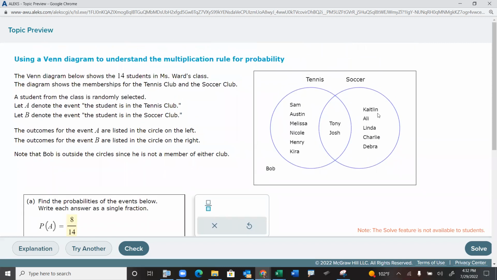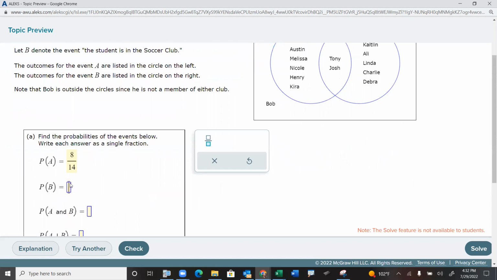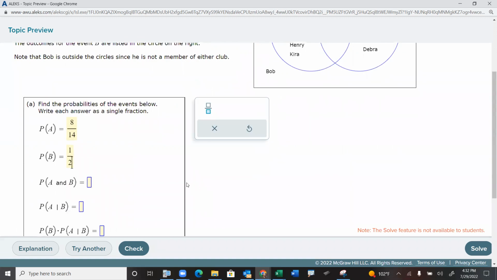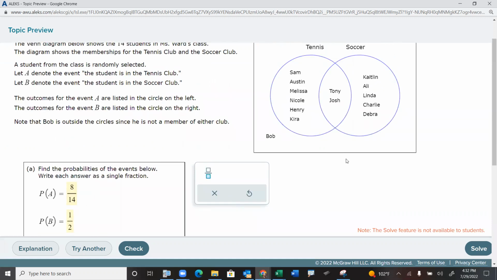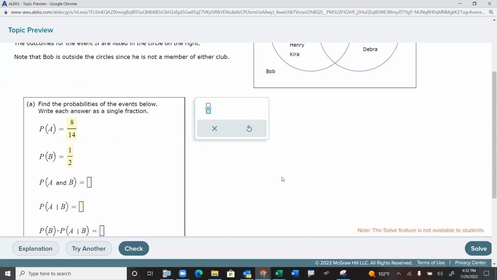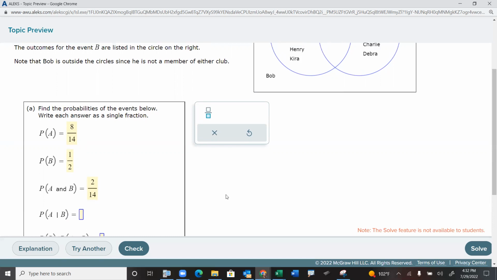Probability of B. So there are 1, 2, 3, 4, 5, 6, 7 people in group B, the soccer club, as defined right there. Okay, 7 out of 14. I can write that, or I can just say 1/2. Either way is fine. All right. Probability of A and B. So what's the probability I pick somebody who's in group A, tennis, and group B? So he's in both groups. Well, there are 2 people in group A and group B, Tony and Josh. So that's going to be 2 out of the 14.